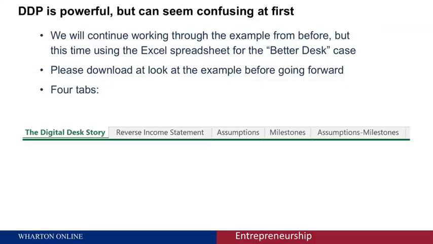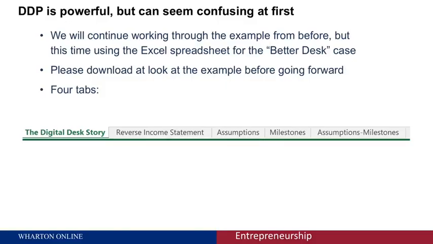We've created a sample one for you to use. And you can find that spreadsheet available to you as part of the course. And take a look at the Better Desk case. If you look at that, you'll notice that there are a series of 5 tabs. The first is the Better Desk story. That outlines for you the details of the case that we discussed last time. So you can see the story of John and Joanne and why they're launching Better Desk, what their venture idea is.